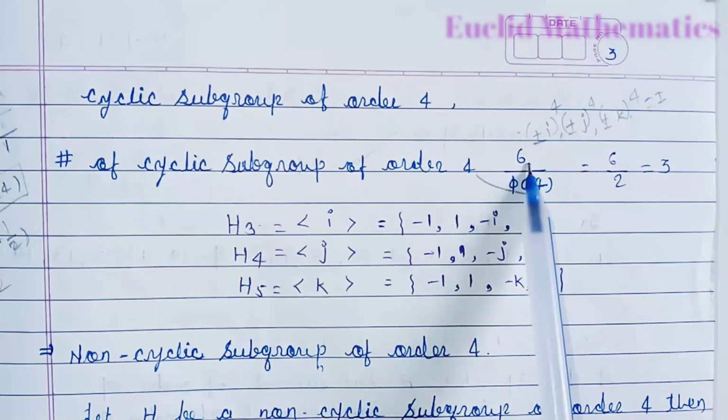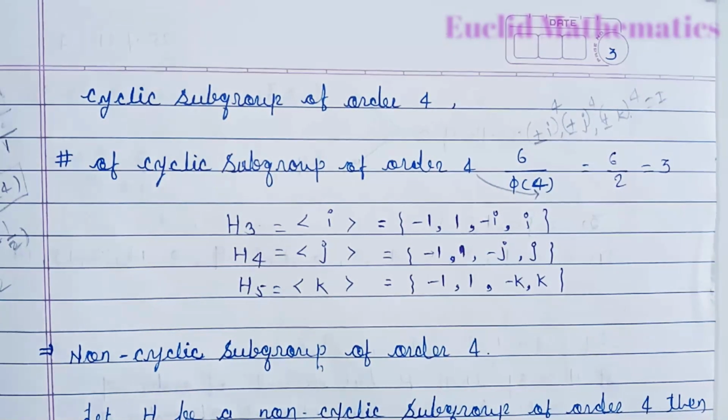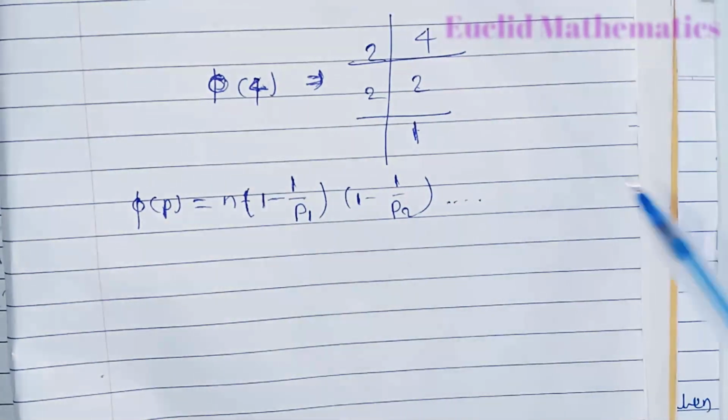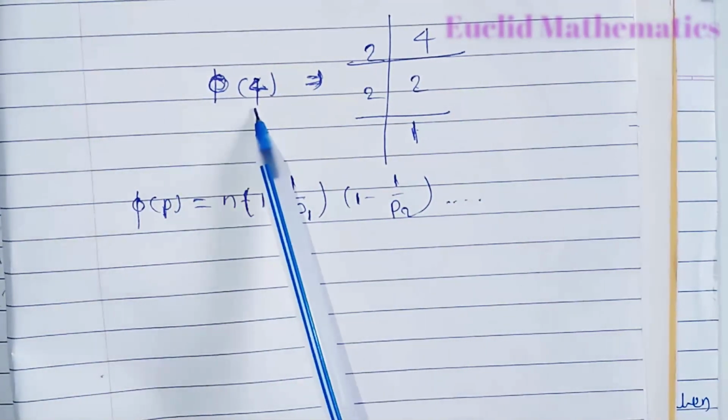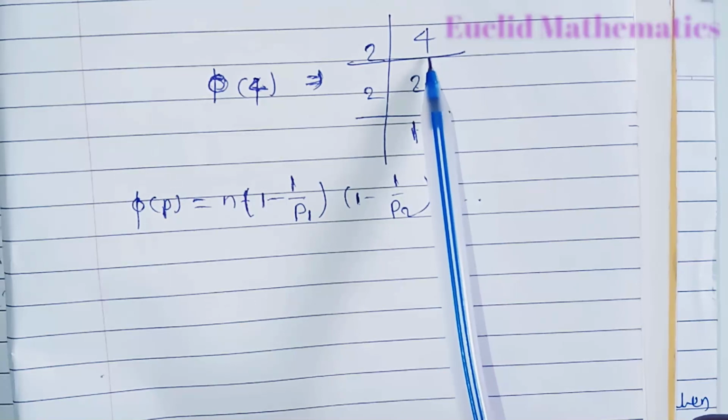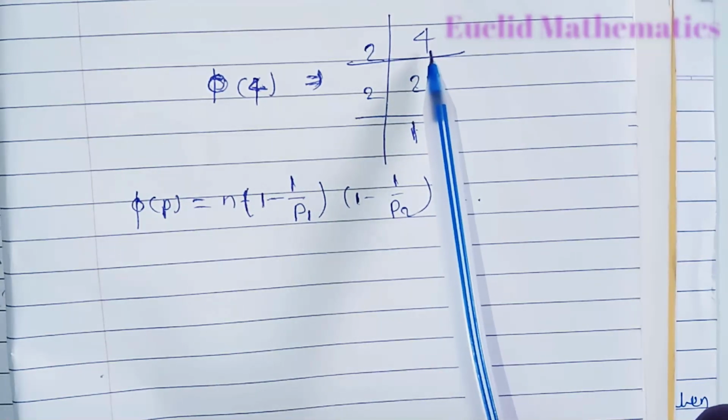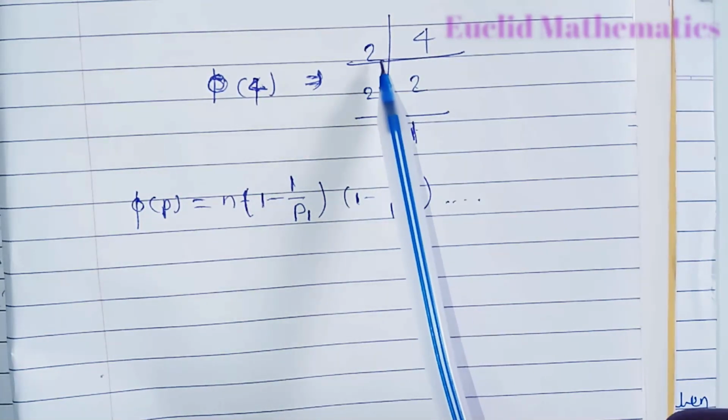So the number of elements of order 4 is 6, and we divide by phi of 4. Now I will explain how to find phi of 4 using the Euler function. Phi of 4 can be found by the division method. We take 4 and divide it by the smallest possible number.